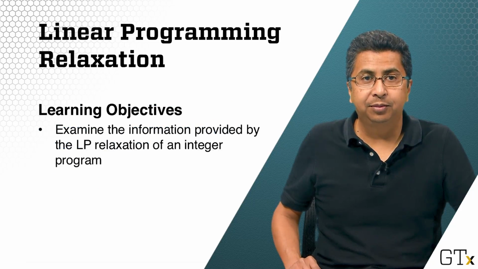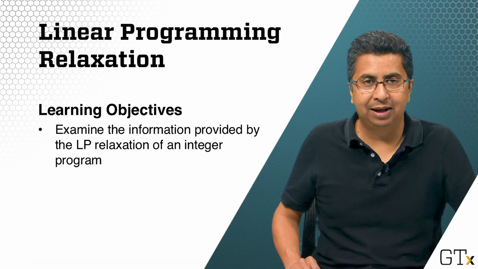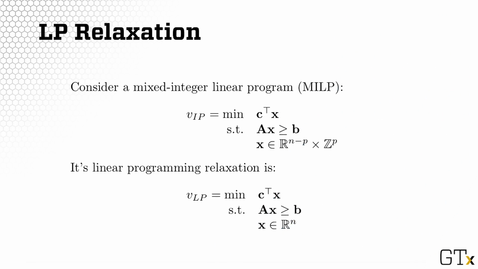So in today's lecture, we are going to examine the information provided by the linear programming relaxation of an integer program. Let's get started. So here is a mixed integer linear program. We have a decision variable x, which has some components that are required to take integer values, and the remaining components can take continuous values. And we are interested in minimizing a linear objective subject to some linear inequality constraints. So this is our mixed integer linear program.